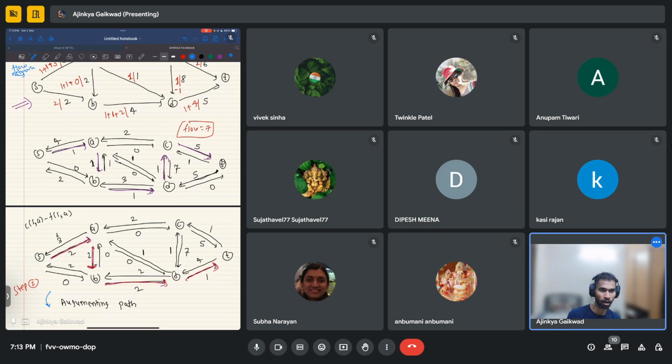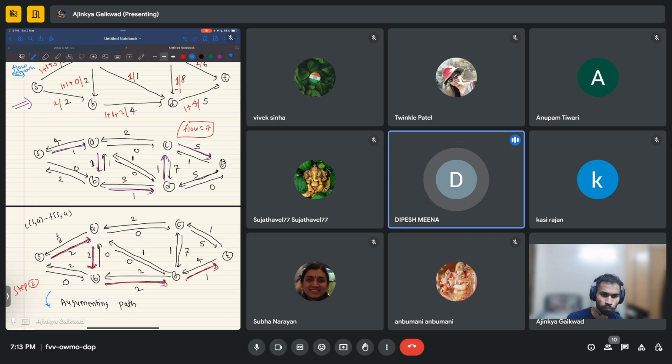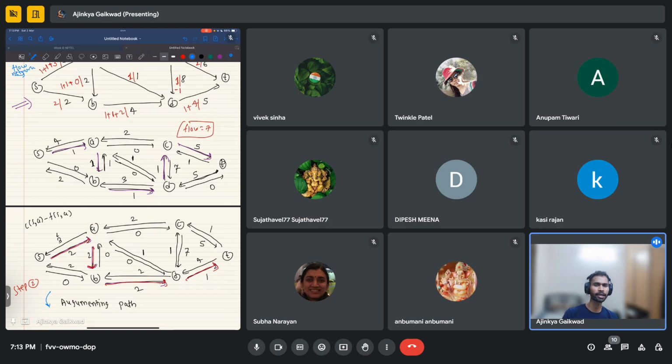And sir, what's the meaning of flow being skew symmetric? Skew symmetry is basically just saying that if I have a flow of size 2 from A to C, then I just say that I have a flow of size minus 2 from C to A. It's like saying, if the water is flowing from A to B, let's say it is flowing 5 liters per second. So after 1 second, I have 5 liters from A to B. So it is the same as saying I have minus 5 from B to A.